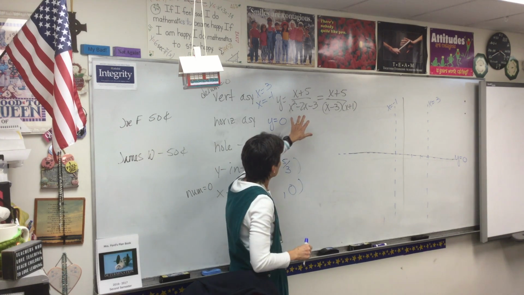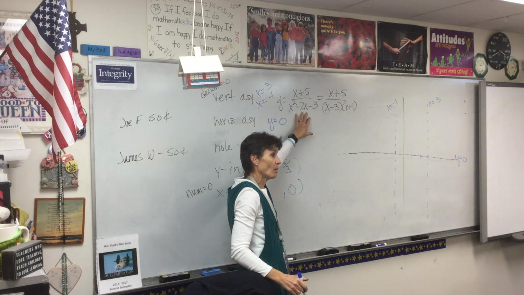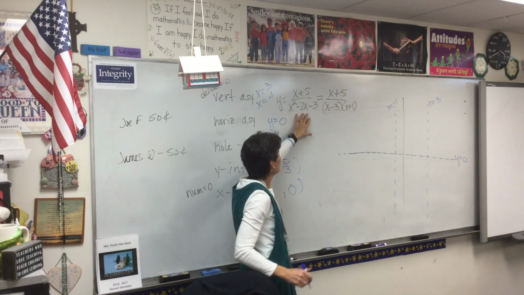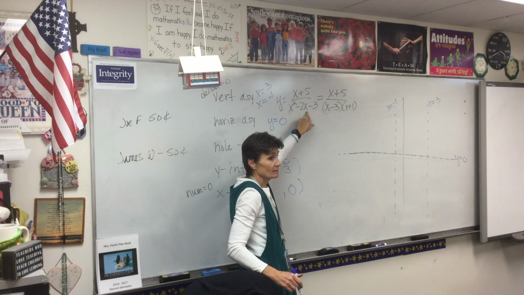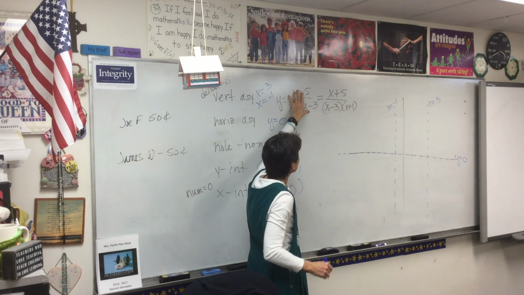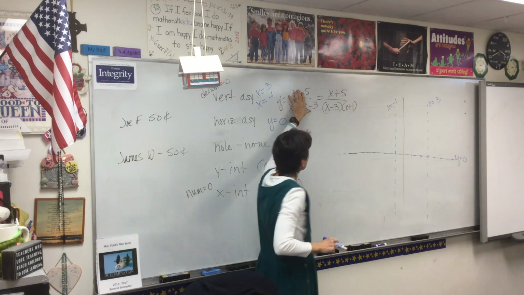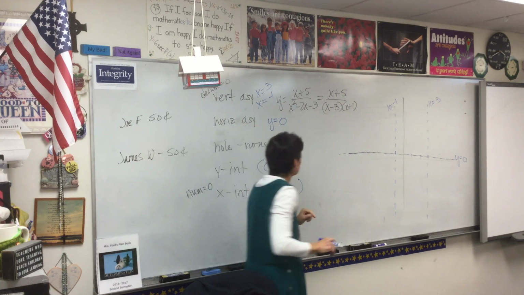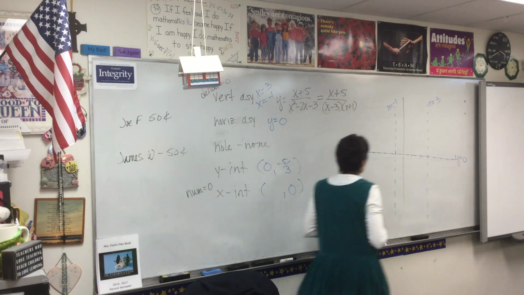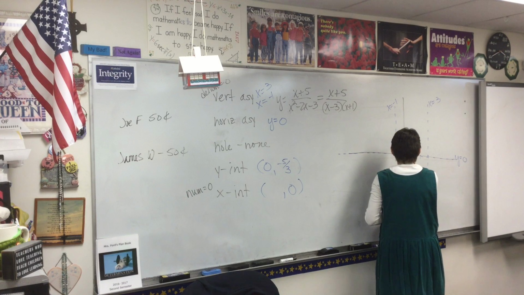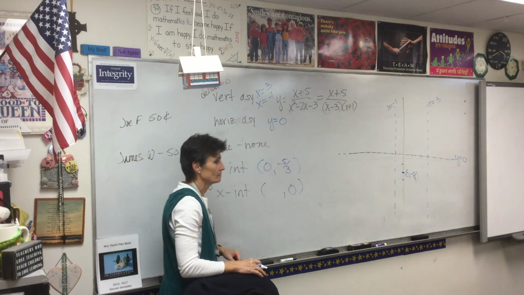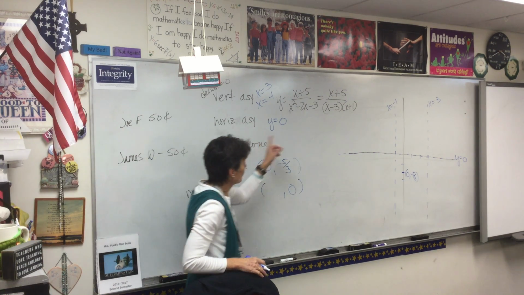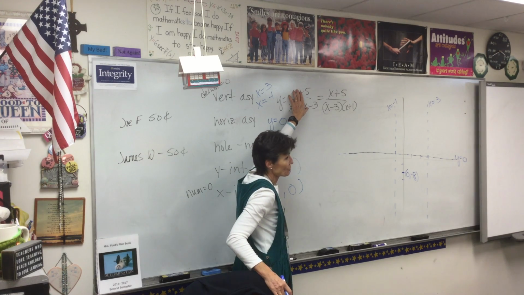If we look at the original problem, and we put a zero in for every x, the y value turns out to be negative 5/3. So there is my y-intercept. Perfect. So we plug the zero in and solve that into the original. It doesn't matter which one, but it's easier for me here because all that just drops out.